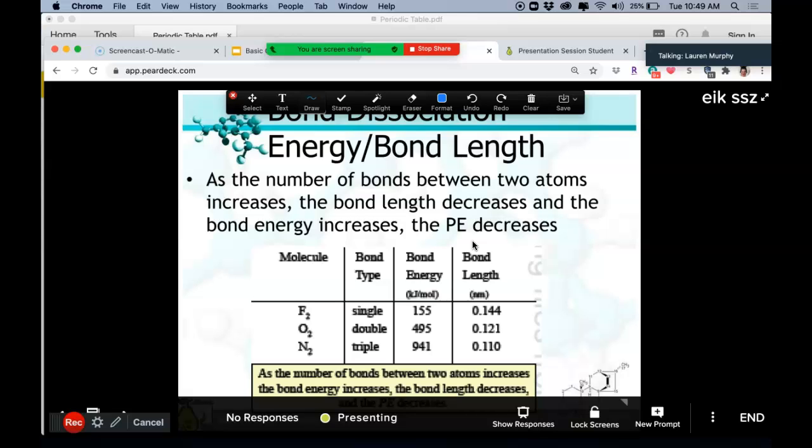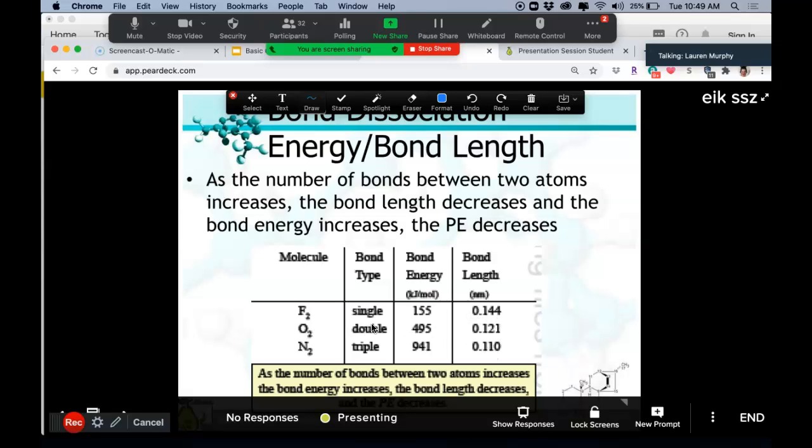Now what happens if you're comparing everything? So look at the fluorine single bond. This is how much energy is stored in the bond, which means this is how much energy you would have to put in to break it. And this is the distance in nanometers, like how far away they are from each other. So this is the longest distance of the 3.